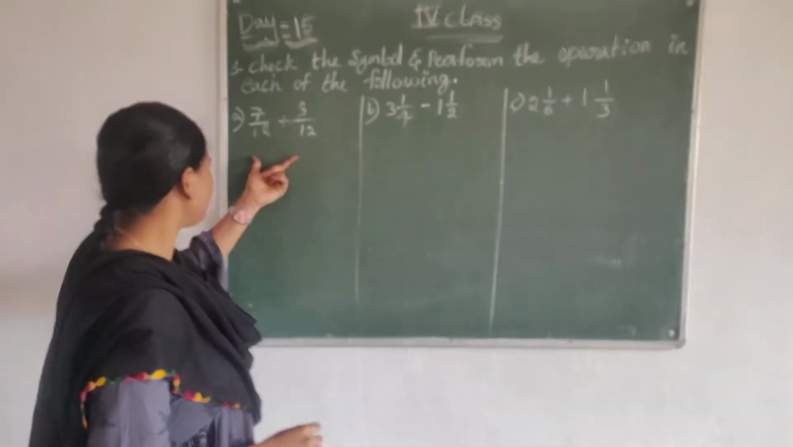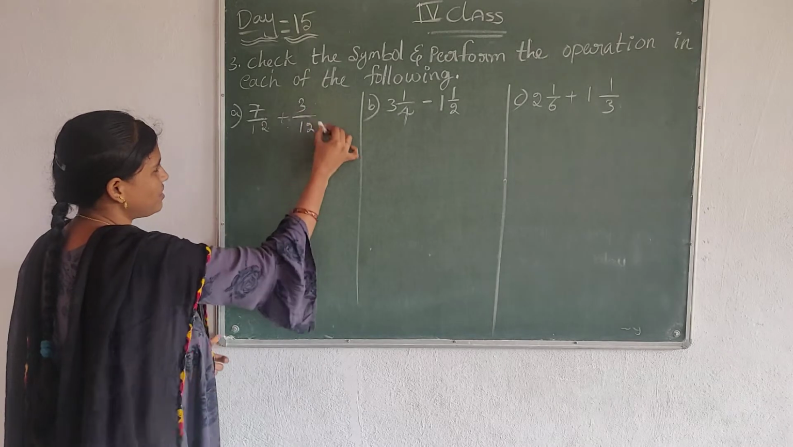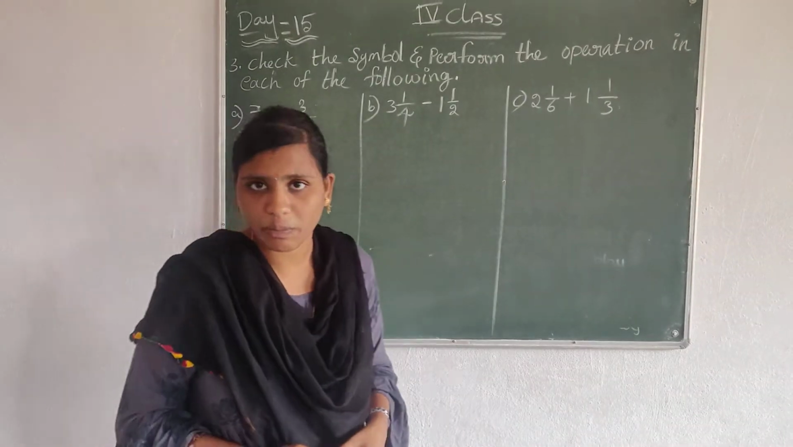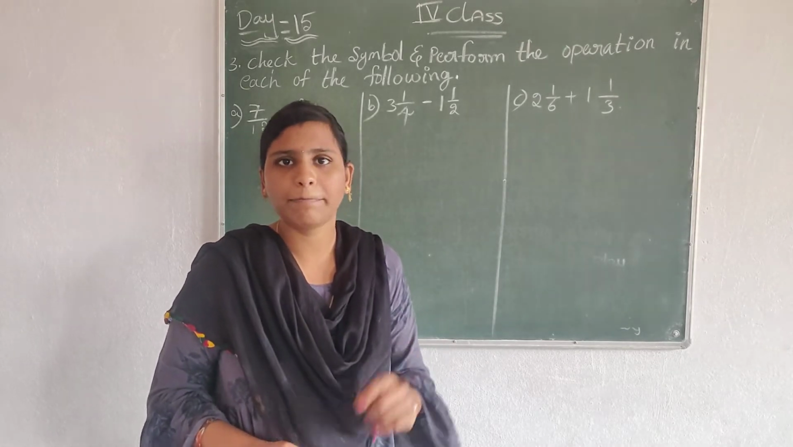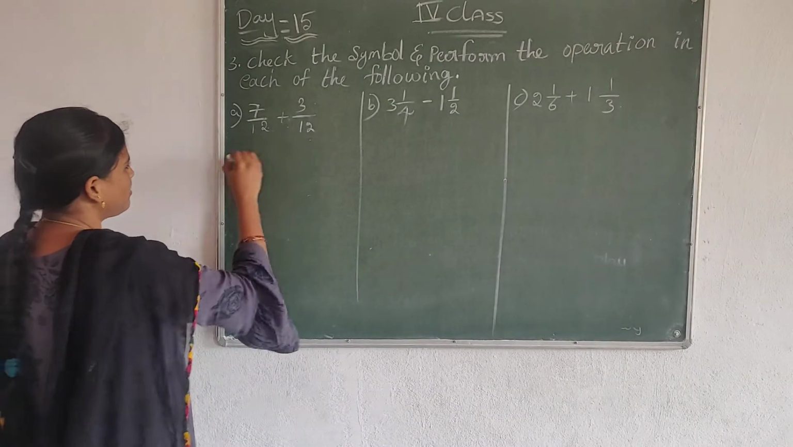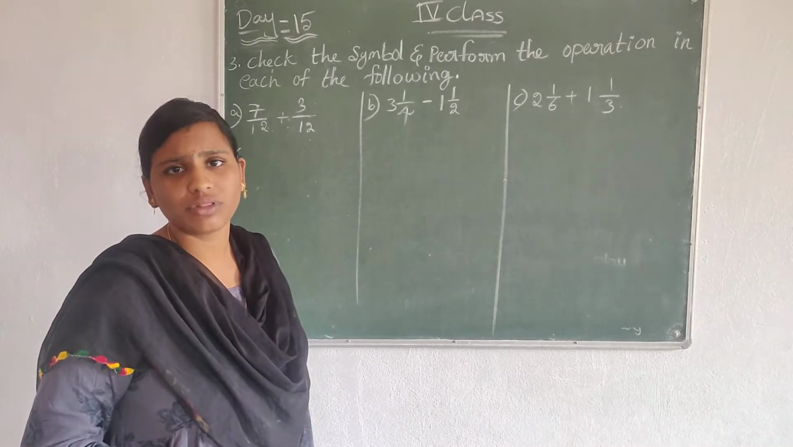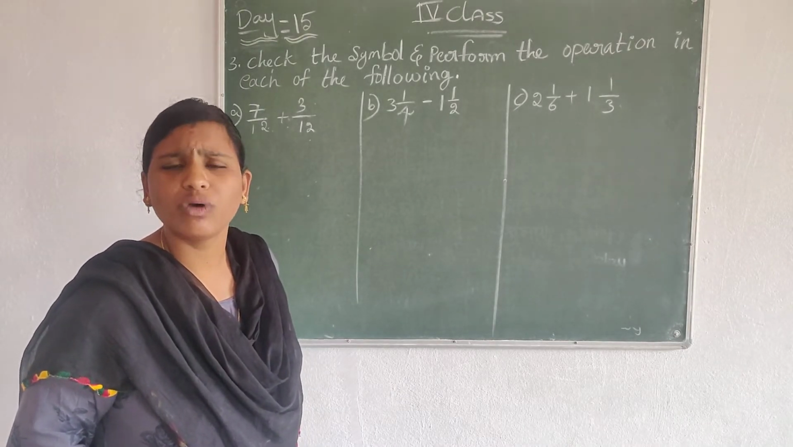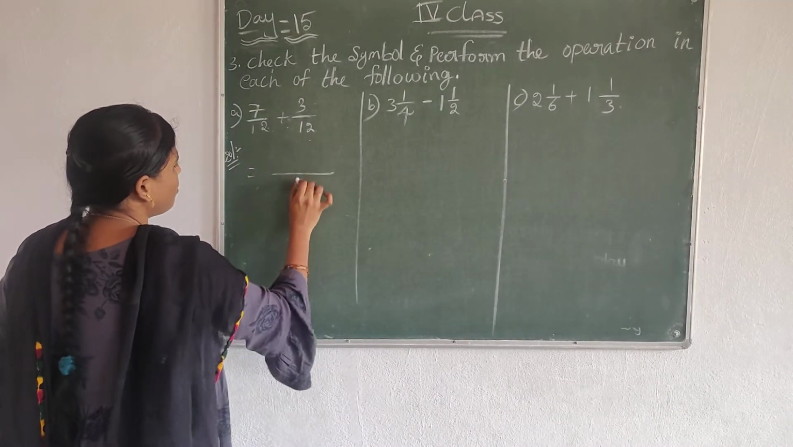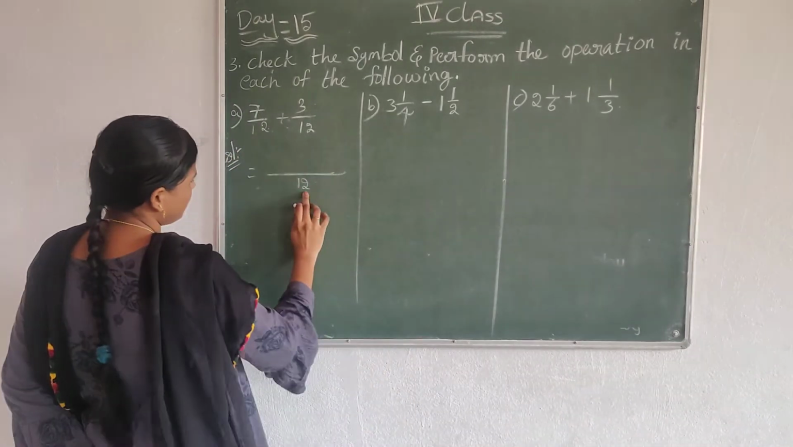Okay, let's see the first sum. What is the fraction? 3 by 12 plus 7 by 12 plus 3 by 12. See here, what is the operation? What is the symbol? Plus symbol. What is the operation? Addition. Let's see the denominators first. What are the denominators here? Both are same. Which is the denominator? 12. That's why take only one denominator. These two are 12s, right? That's why take 12 here.